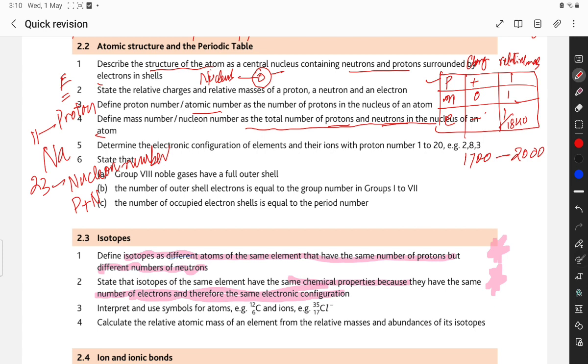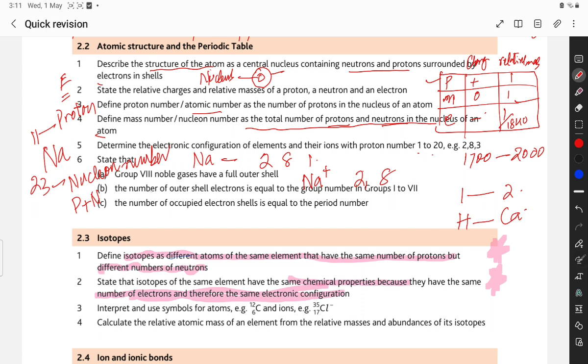Determine the electronic configuration. If you are asked to write down the electronic configuration of sodium, we can write it like this: 2, 8 and 1. This is the electronic configuration of sodium. If asked, you should also write the electronic configuration of ions, with proton number 1 to 20, like hydrogen till calcium. You should know how to draw the electronic structure and write the electronic configuration of different elements.